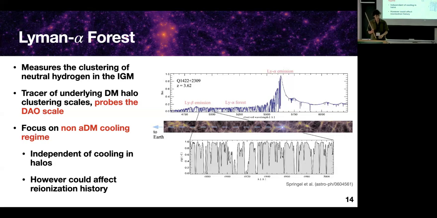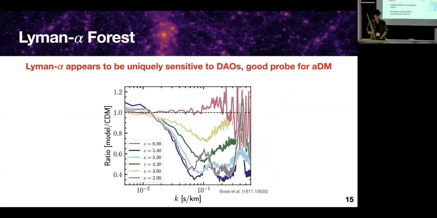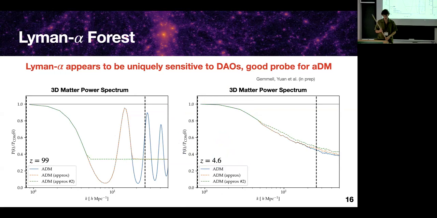One thing I want to emphasize with Lyman alpha is that it appears to be uniquely sensitive to probing these DAOs, which makes it really good for ADM. This is from an early ETHOS paper, where you can see at z equals 6 we have this peak, which is the oscillation scale. And even as we go to z equals 3.6, we still see this increase present. Me, Linda, Keir, and other collaborators in the audience are also working on a Lyman alpha scan using this ADM GIZMO. We want to test this out, in some preliminary work.